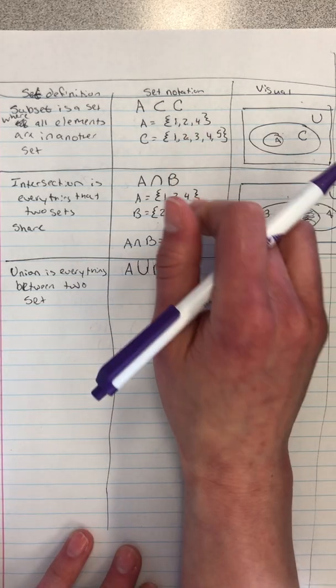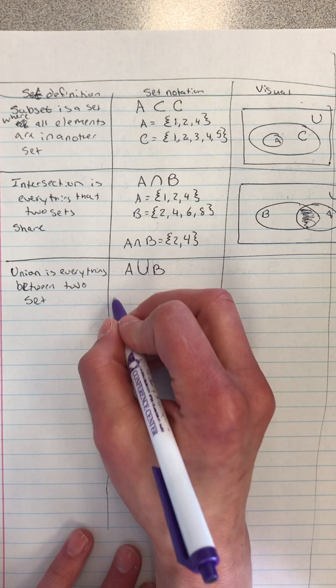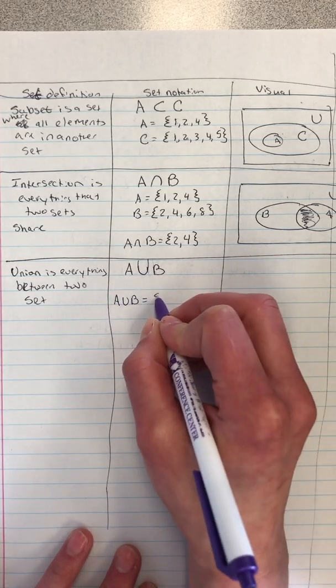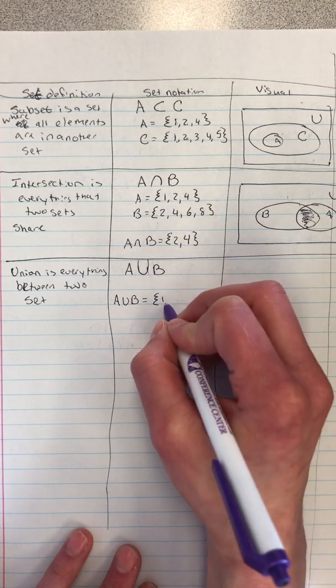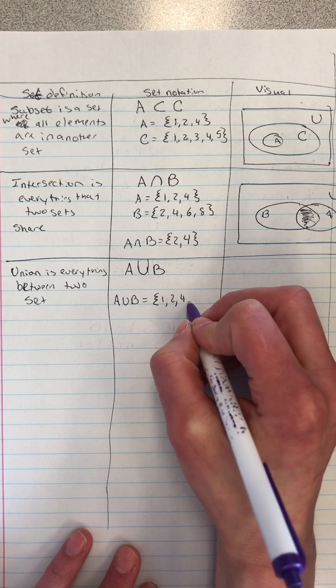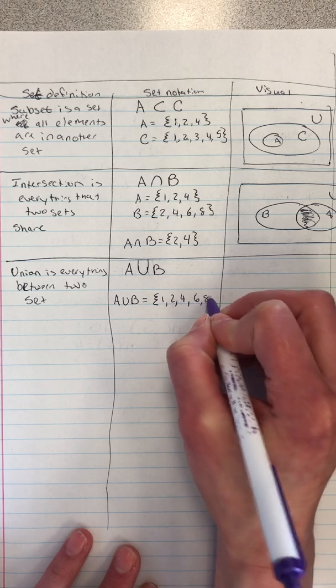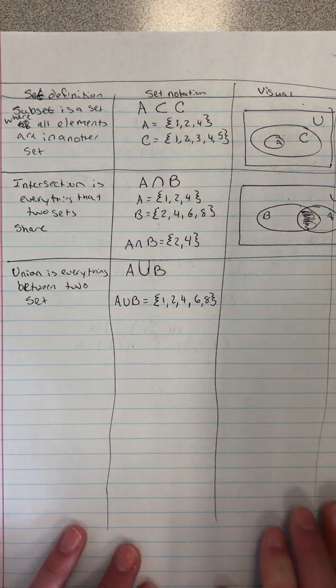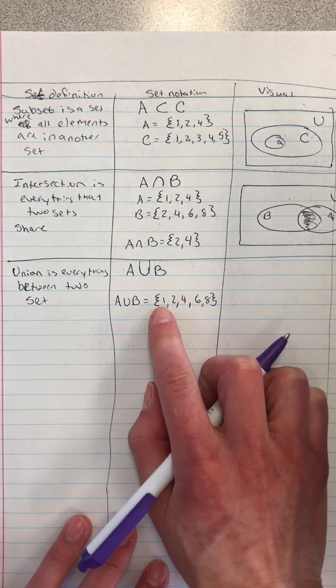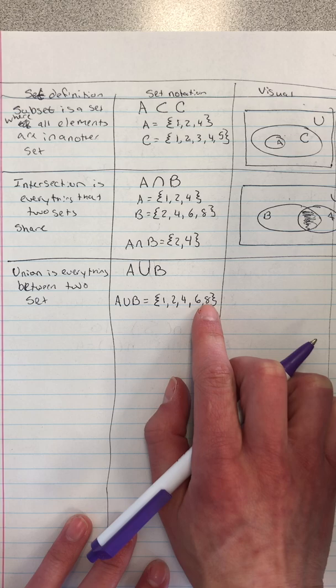We're going to use the same sets as before. The union of A and B is going to look something like everything in A, which is 1, 2, and 4, and everything else in B that has not already been written. You do not have to rewrite the same number twice. So for the union of A and B, we have 1, 2, 4, 6, and 8.